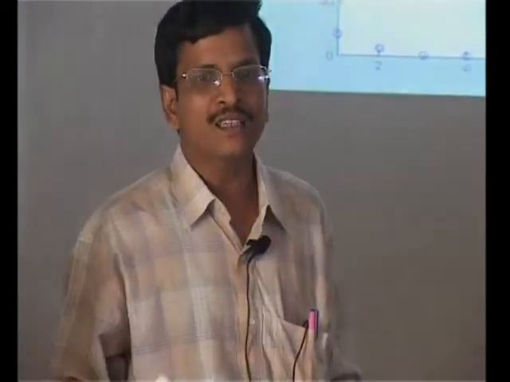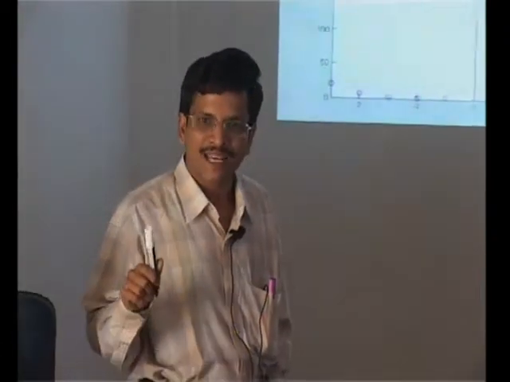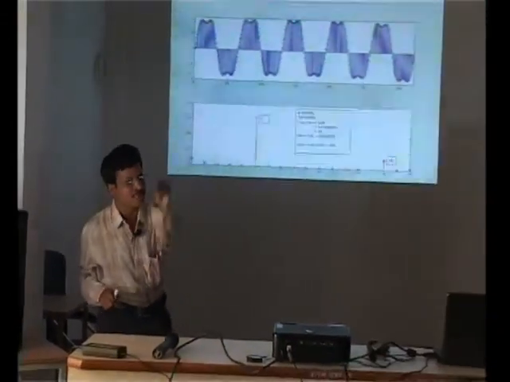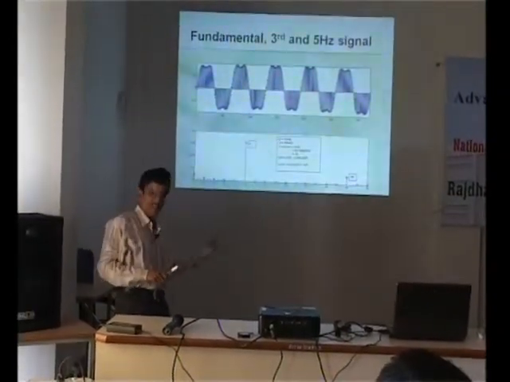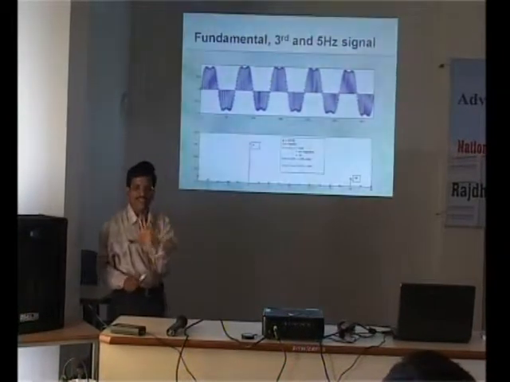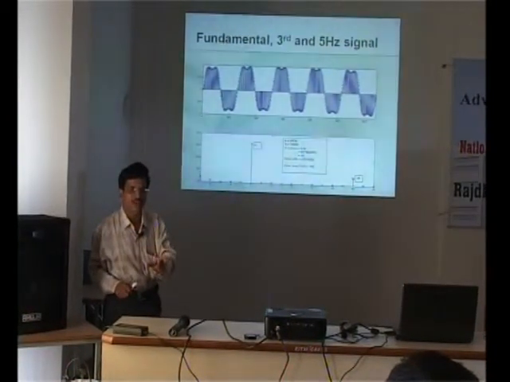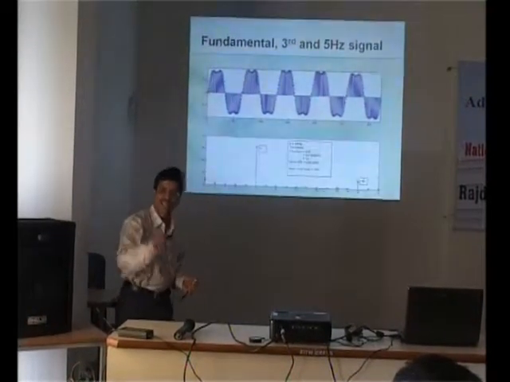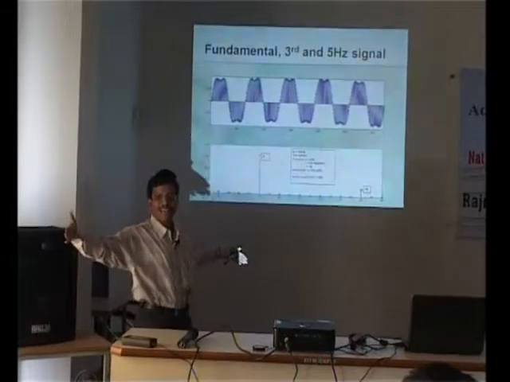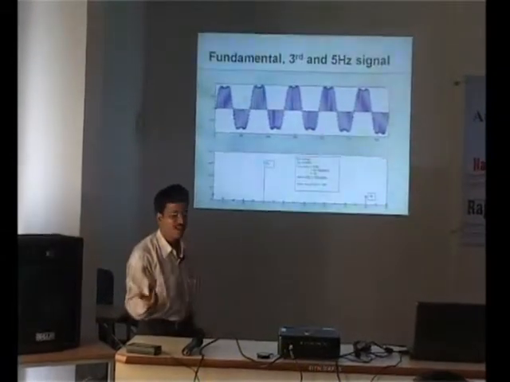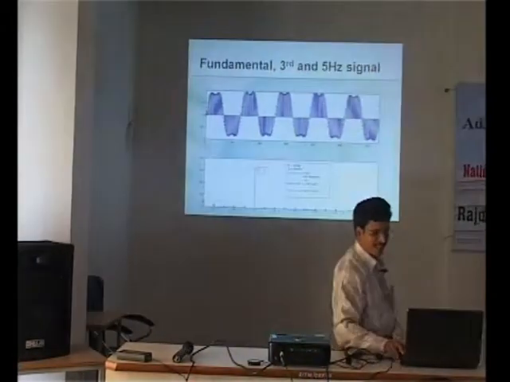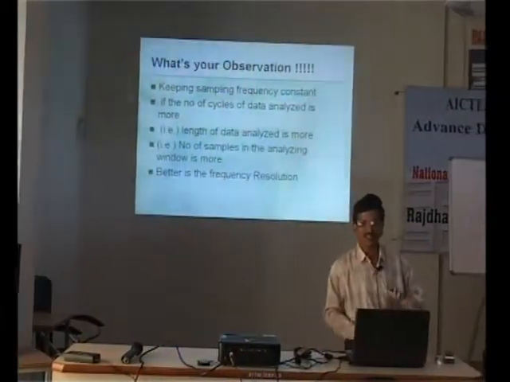Why is this giving like that? Because of the number of points you are taking for analysis and the sampling frequency you have chosen, the frequency resolution is 10 Hz. Although your signal has a 5 Hz component, you are not getting the information on that. But now, with the same sampling frequency and the same signal, fundamental, third and 5 Hz, if I take 10 cycles of the signal, then what will happen? My frequency resolution becomes 5 Hz. So I can exactly extract the 5 Hz component.